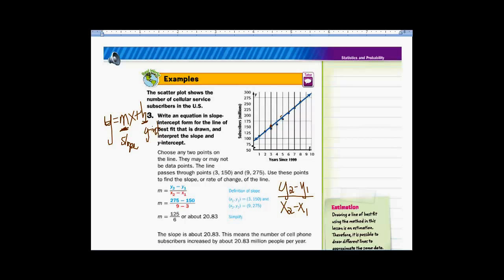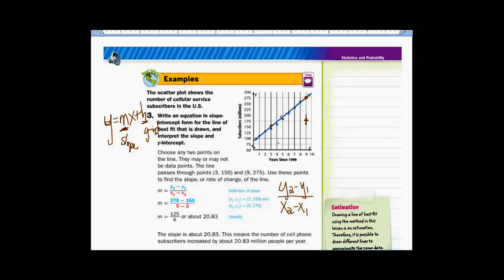Now the actual data point's a little bit lower, but that's okay. 3, 150, I don't know, maybe 9, 275. I'm looking for points right on these little crosshairs. Okay, so 3, 150 and 9, 275.